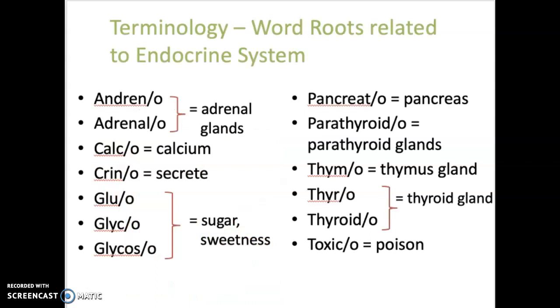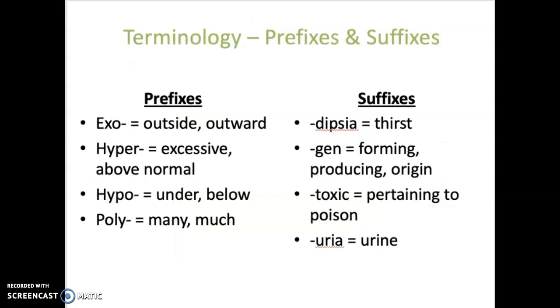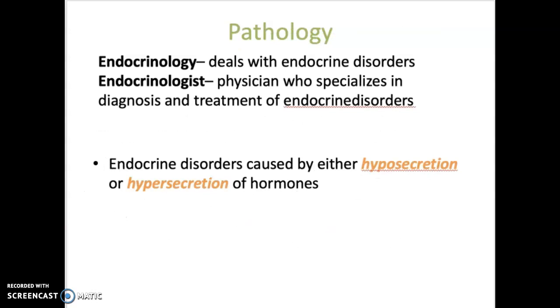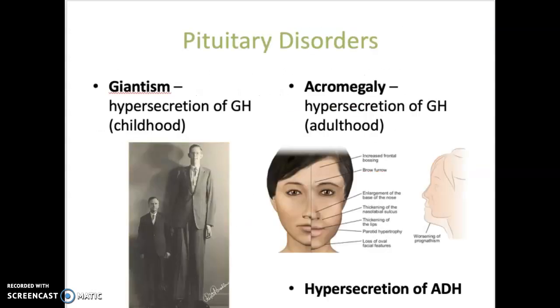On the next slide, you will see some of the combining forms that are related to the endocrine system. And then here are prefixes and suffixes, also related to the endocrine system. So now we'll get into some of the disorders that are associated with the endocrine system. And pretty much all of these disorders are caused by either hypersecretion of a hormone, that means overproduction of a hormone, or hyposecretion of a hormone, that's underproduction of a hormone. So first set of disorders are pituitary disorders.